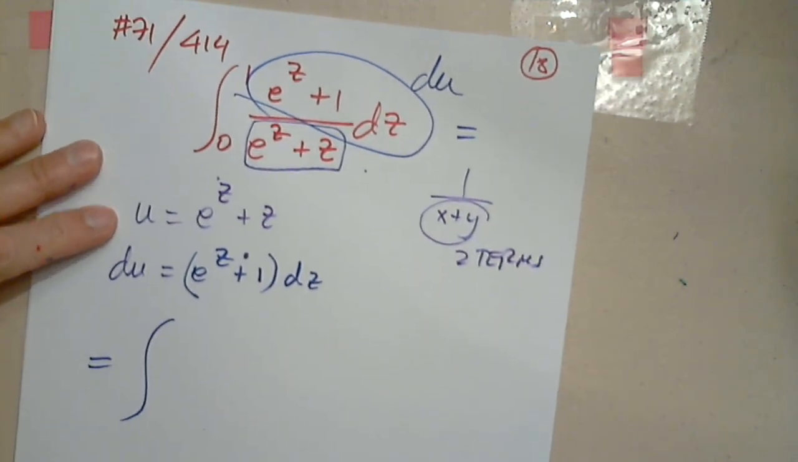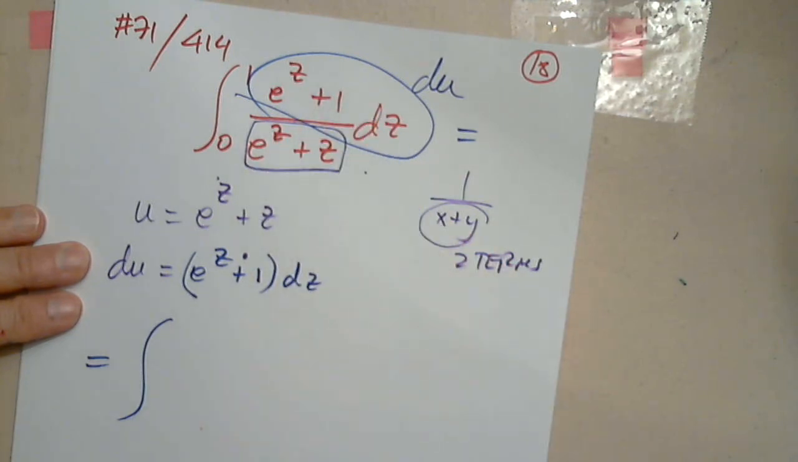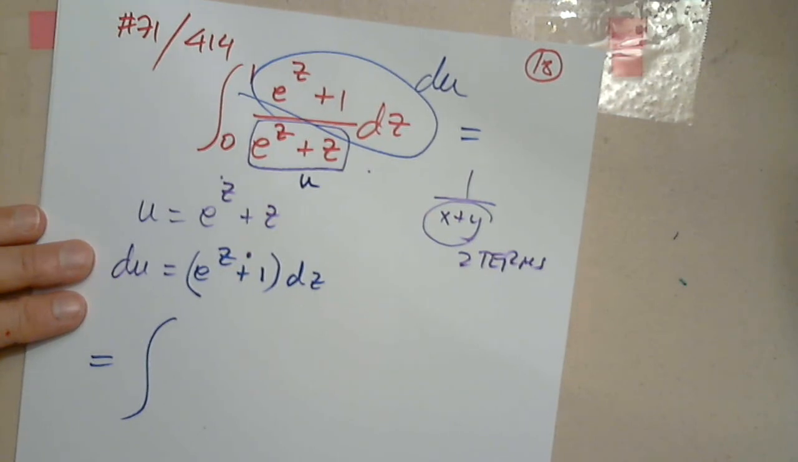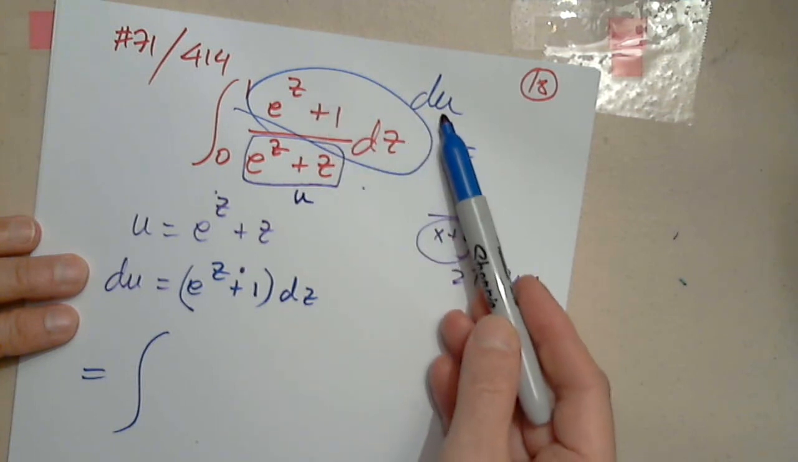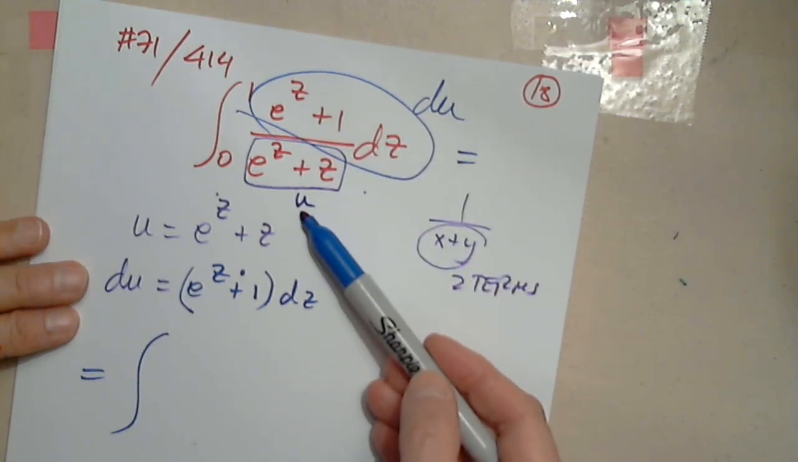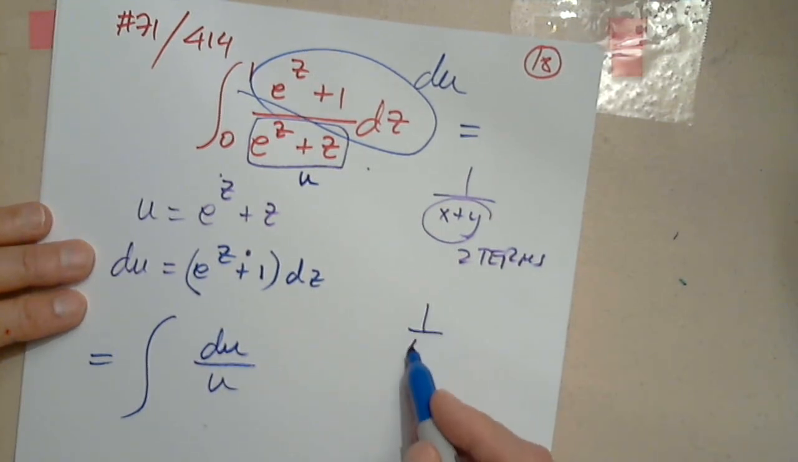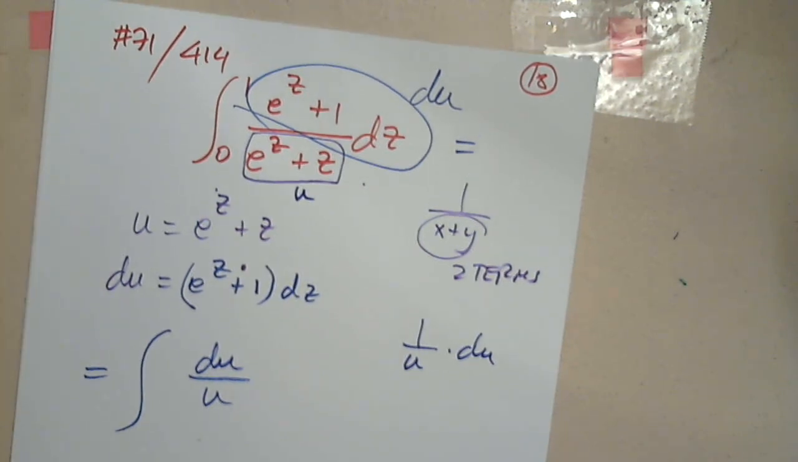The integral, do not copy the limits of integration. Can anyone tell us how to write this? So one, yes, you can write du over u. Yep. Or you can write 1 over u times du, which is the same thing. I need the limits of integration. New ones. I cannot copy the old ones.